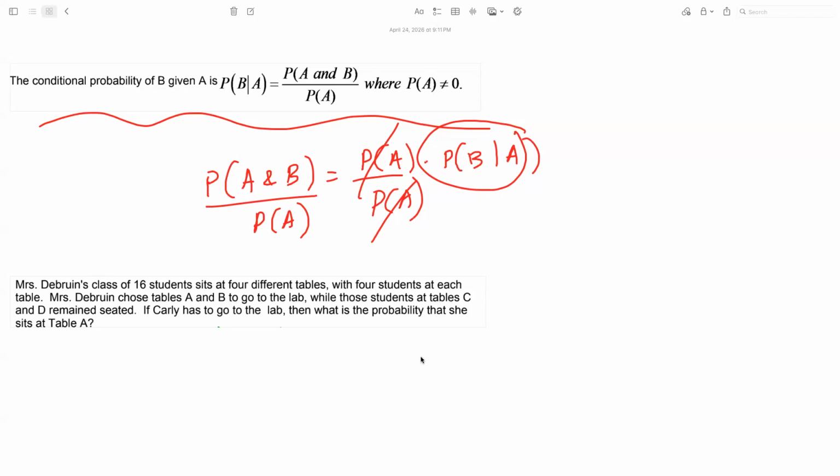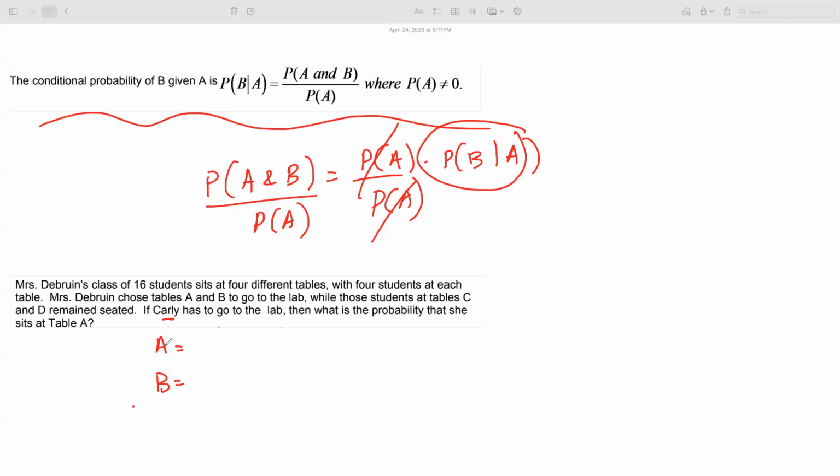Okay, so the problem says that only students from table A and table B go to the lab, and table A has 4 students and also table B has 4 students, so the total number of possible outcomes is 8, and then favorable outcomes is the number of seats at table A, which is 4. Like the tables. Like A is 4.